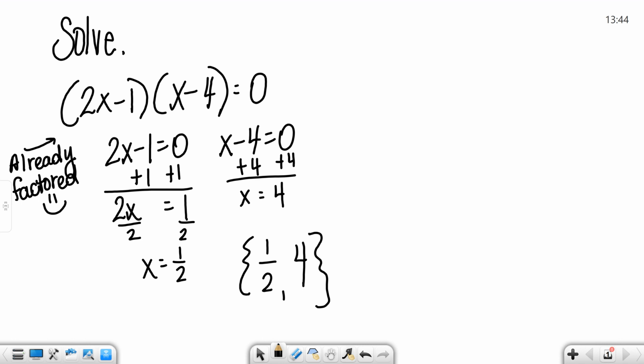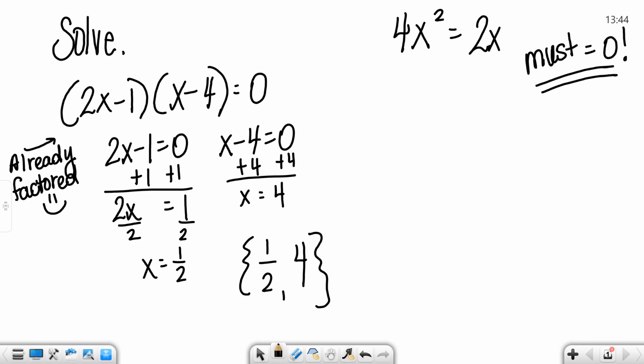All right, let's keep going. We are still solving our equations. When I look at this problem, the big issue here is it's not equal to 0. It must equal 0. We have to do that first.